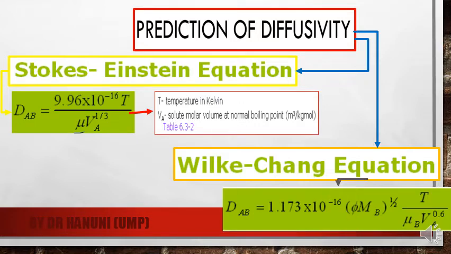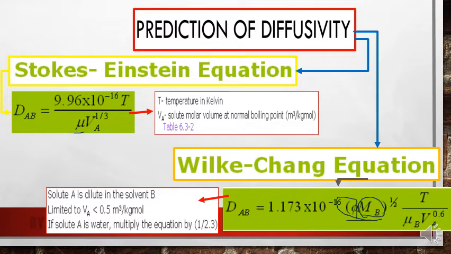The Wilke-Chang equation is quite the same as well, but we have two additional terms here, which are the sigma term and the MB. MB stands for the molecular weight of the solvent. For example, if solute A diffuses into solvent B, which is water, then MB is the molecular weight of water. Again, the mu here refers to the viscosity of solvent B, and VA is the solute molar volume, which we can get from table 6.32. But for this session, or for diploma level, we just focus on the Wilke-Chang method only.